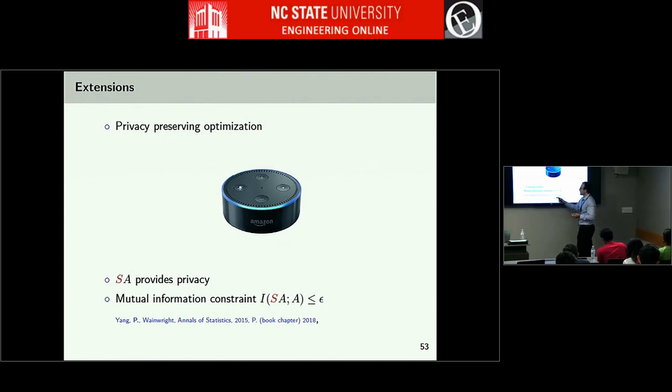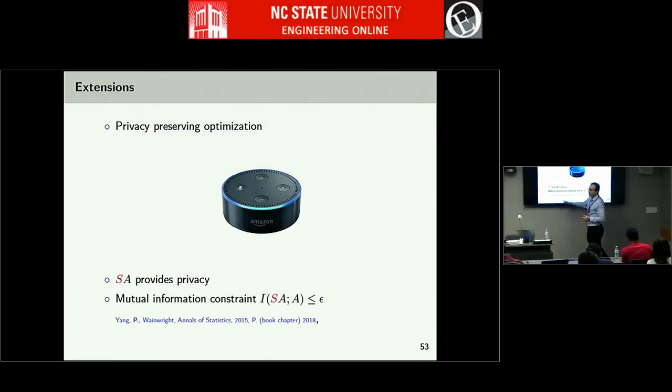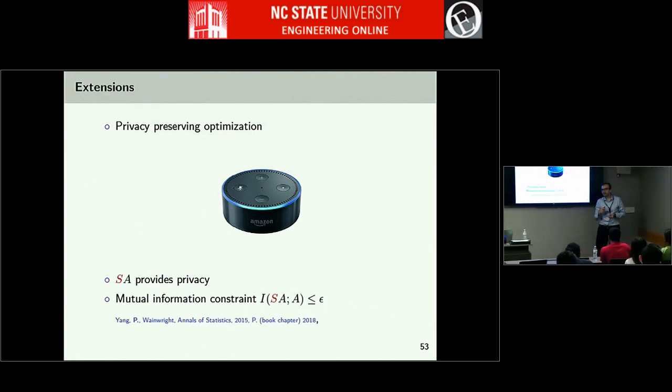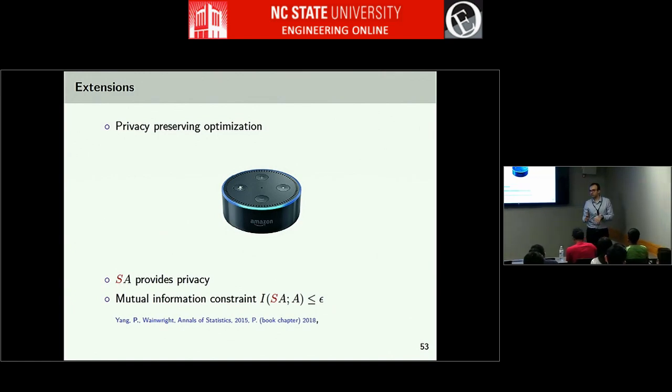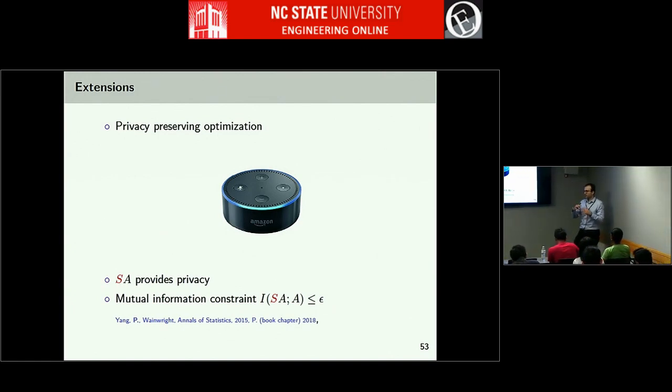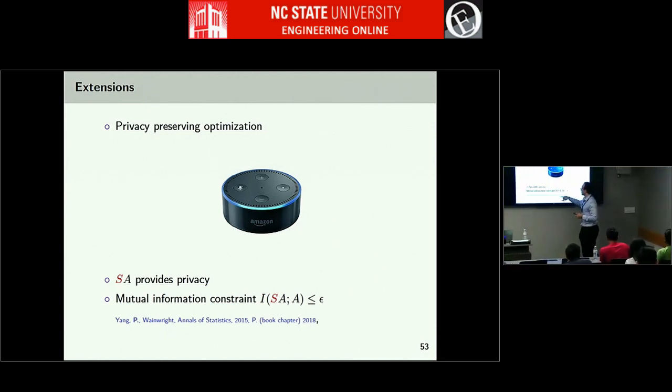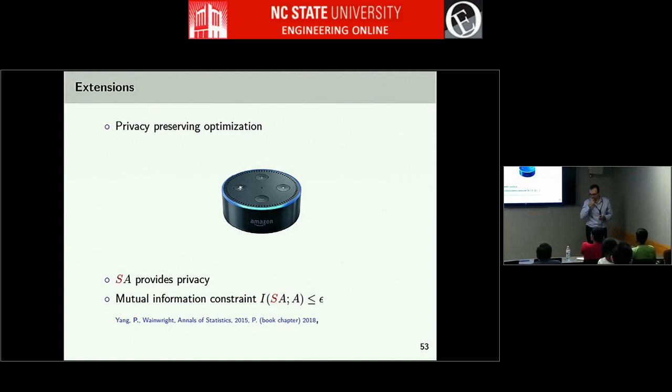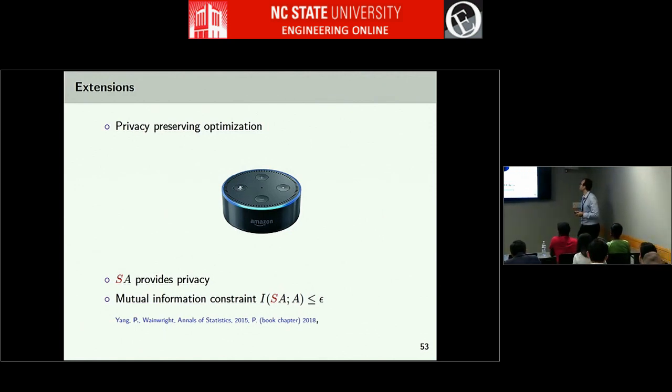But from S times A, there is no way you can go back to the original data, right? So it will allow some privacy so that they don't learn about the data, but they can optimize over the data. And we can analyze how much information is revealed if you only reveal the sketch times the data by looking at the mutual information. And it can be controlled by choosing a smaller sketch dimension.